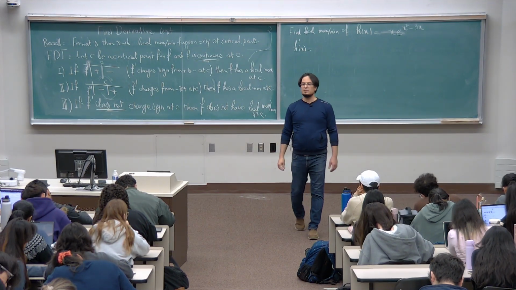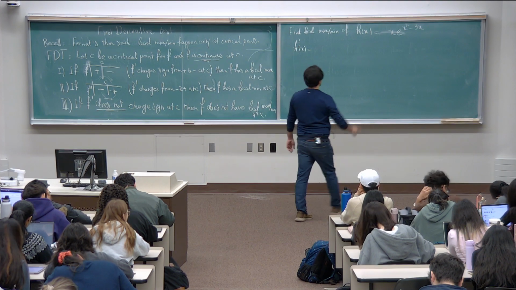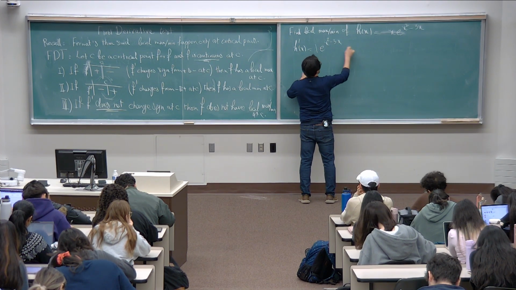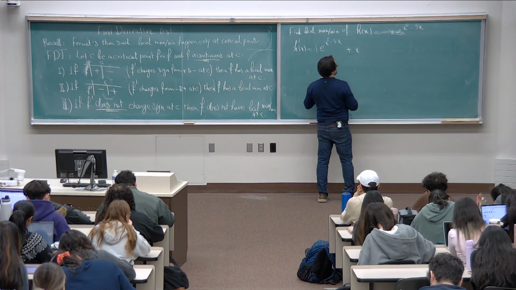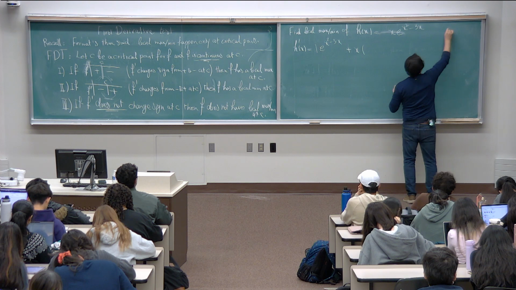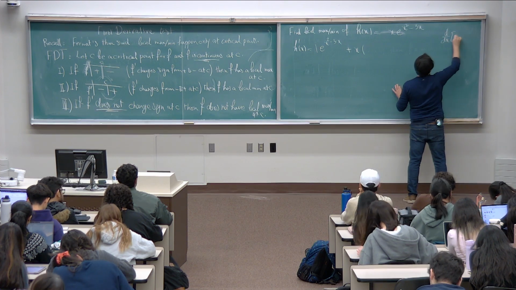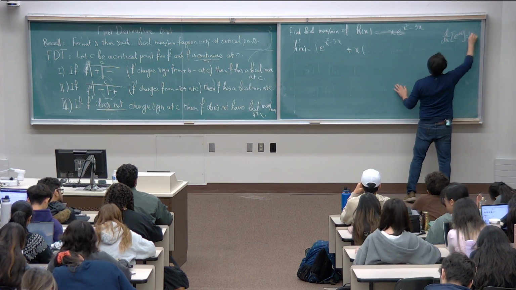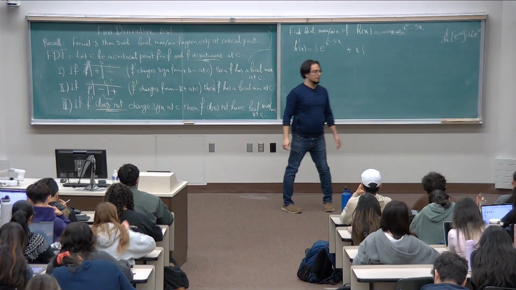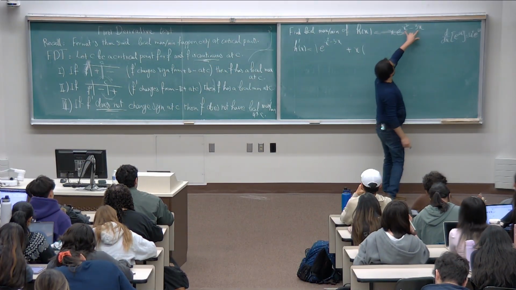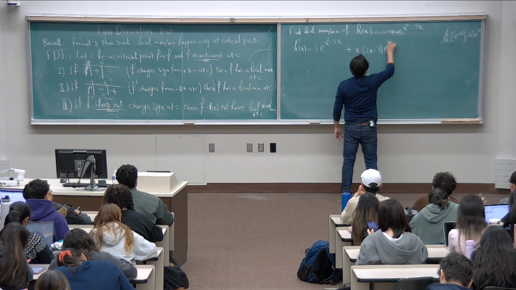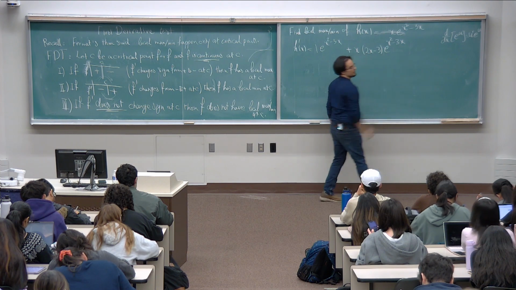h prime needs product rule. Derivative of the first one, e to the power x squared minus 3x, plus the first one times the derivative of the second one. Remember, the derivative of e to the power u is u prime e to the power u, yes? So in this case, u prime is 2x minus 3 times e to the power x squared minus 3x.